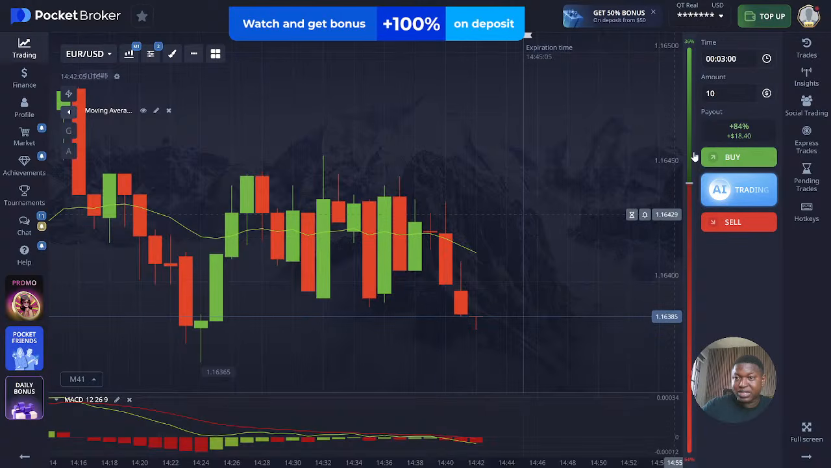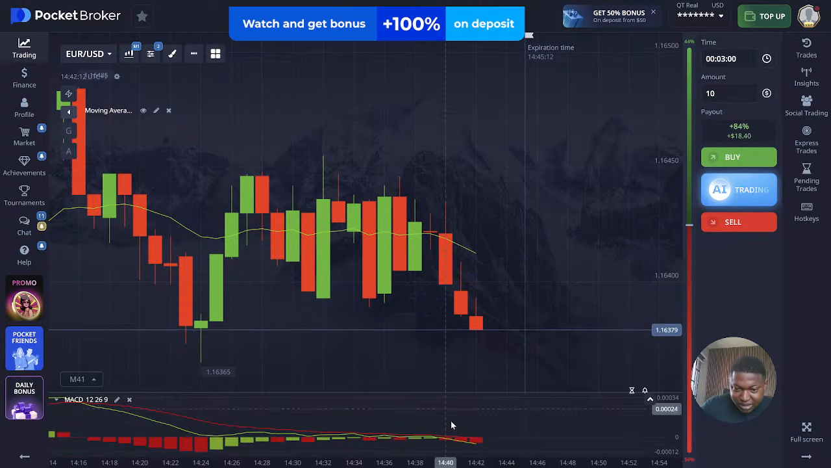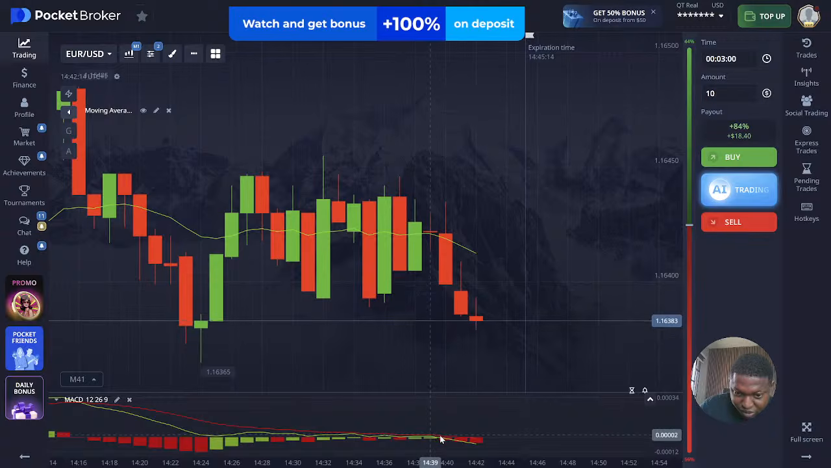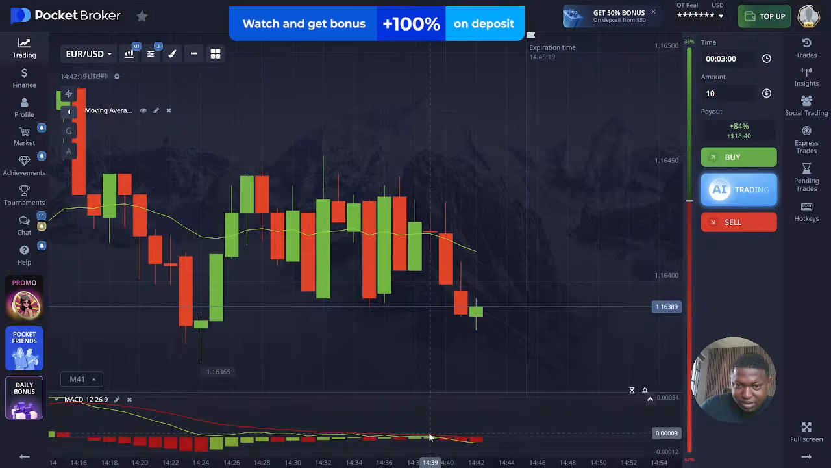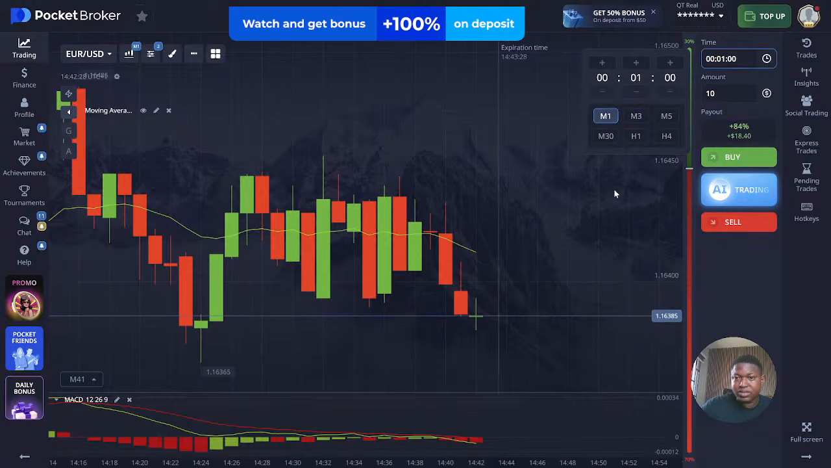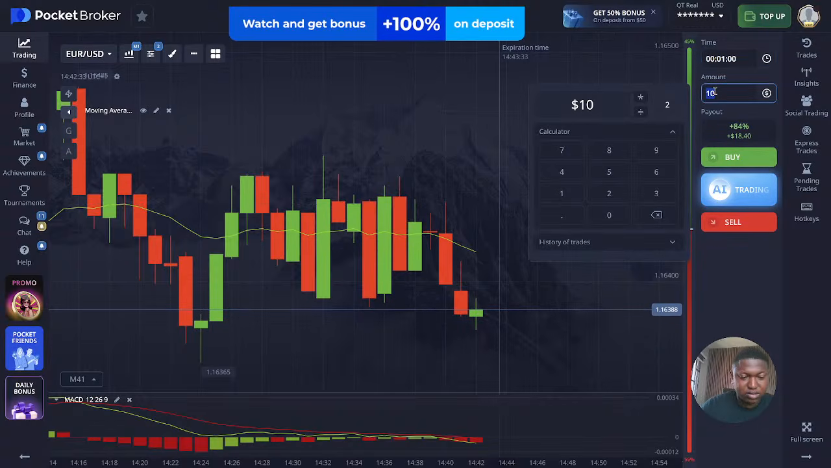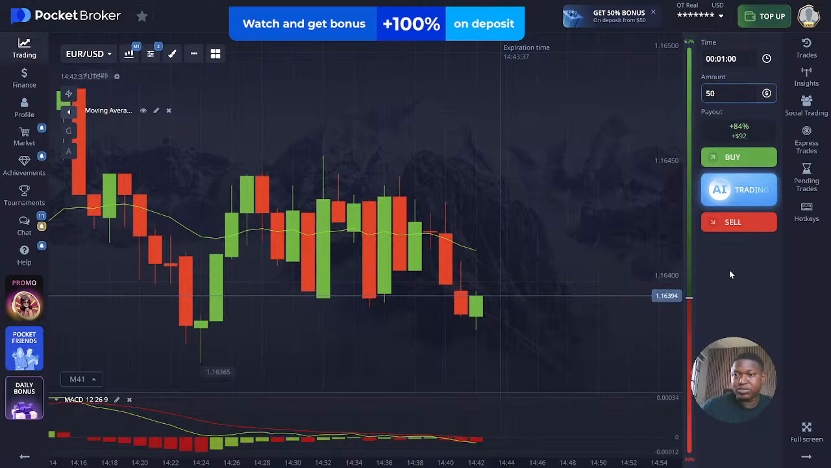The market is coming down now. Look at it, it has crossed down, and the MACD has crossed somewhere here. So let's reduce our time frame to 1 minute. Let's enter with $50 so that we can recover all we have lost.